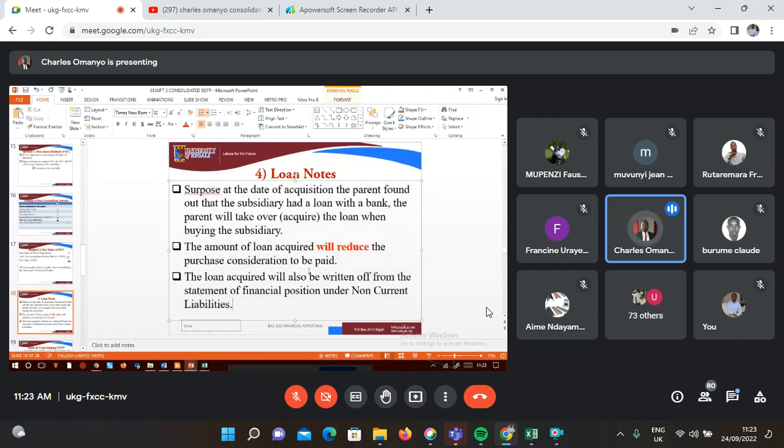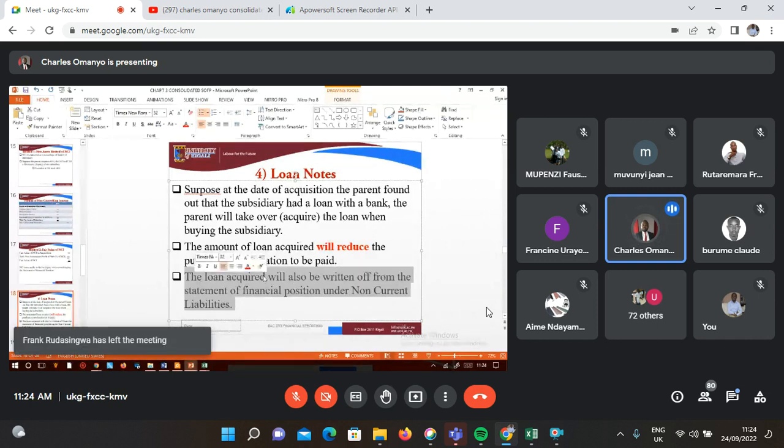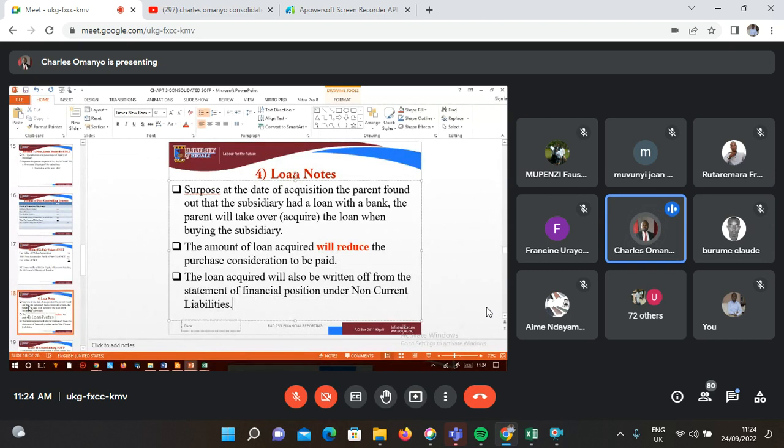The loan acquired will be written off, because now the parent has taken over the loan. It should now be removed. The loan should be removed from the books of the subsidiary because the parent has taken it over. That is what I'm trying to say here. The loan acquired should be written off from the statement of financial position under non-current liabilities. So those are the major adjustments that I have.